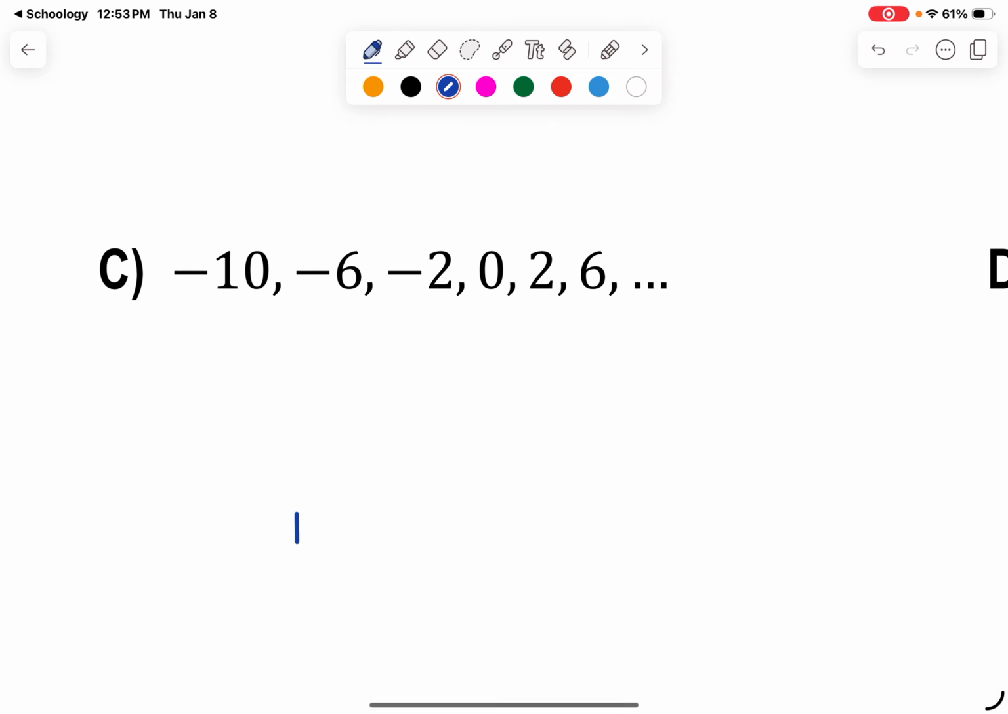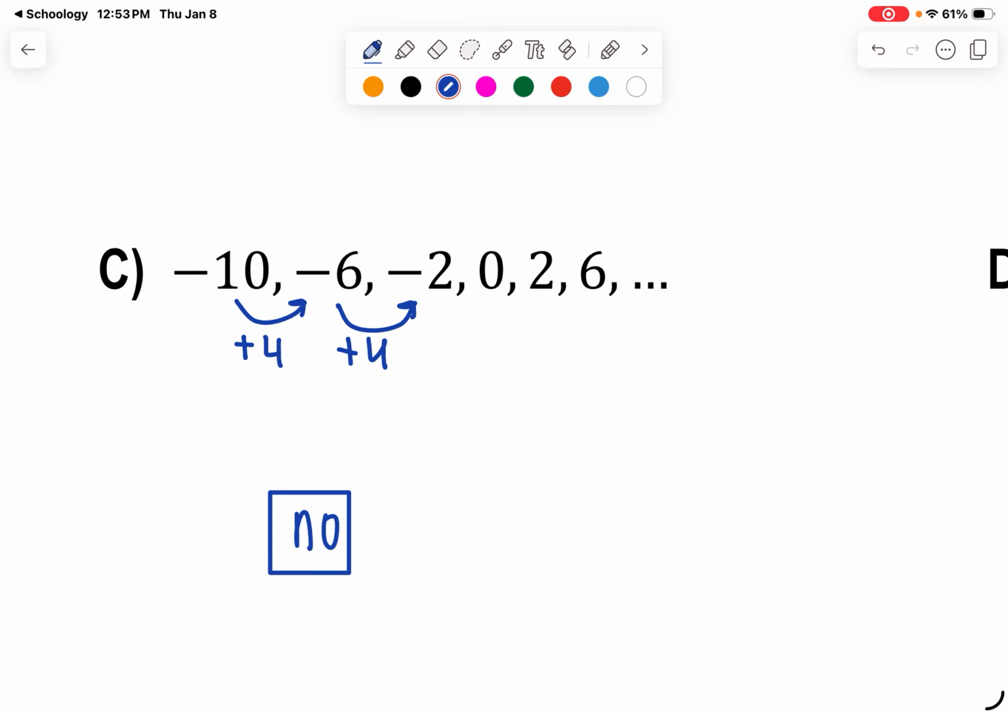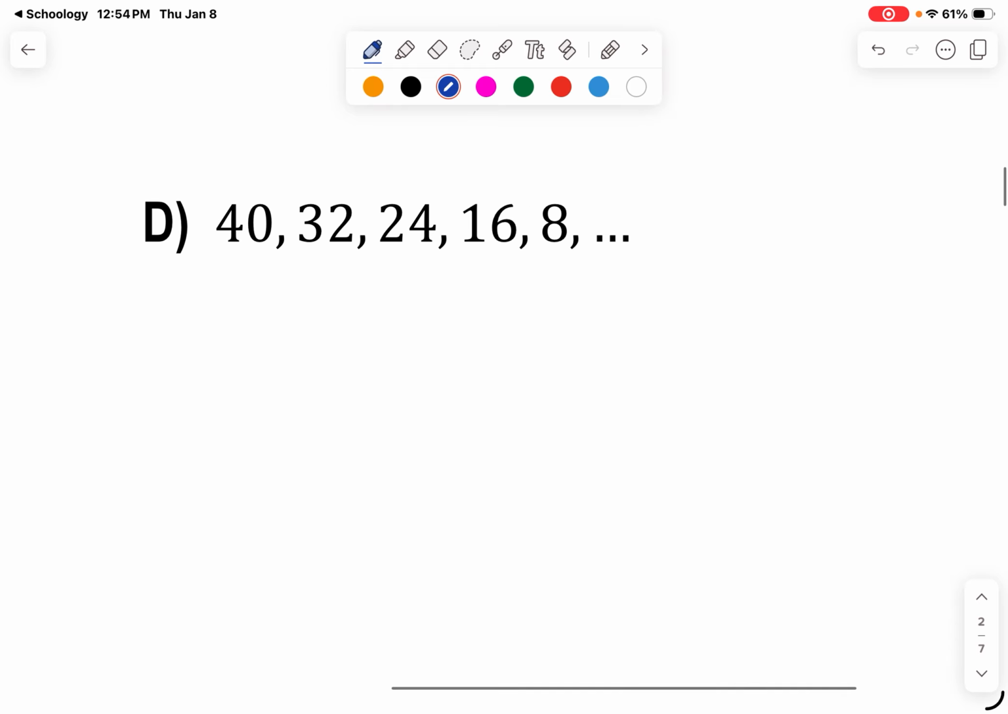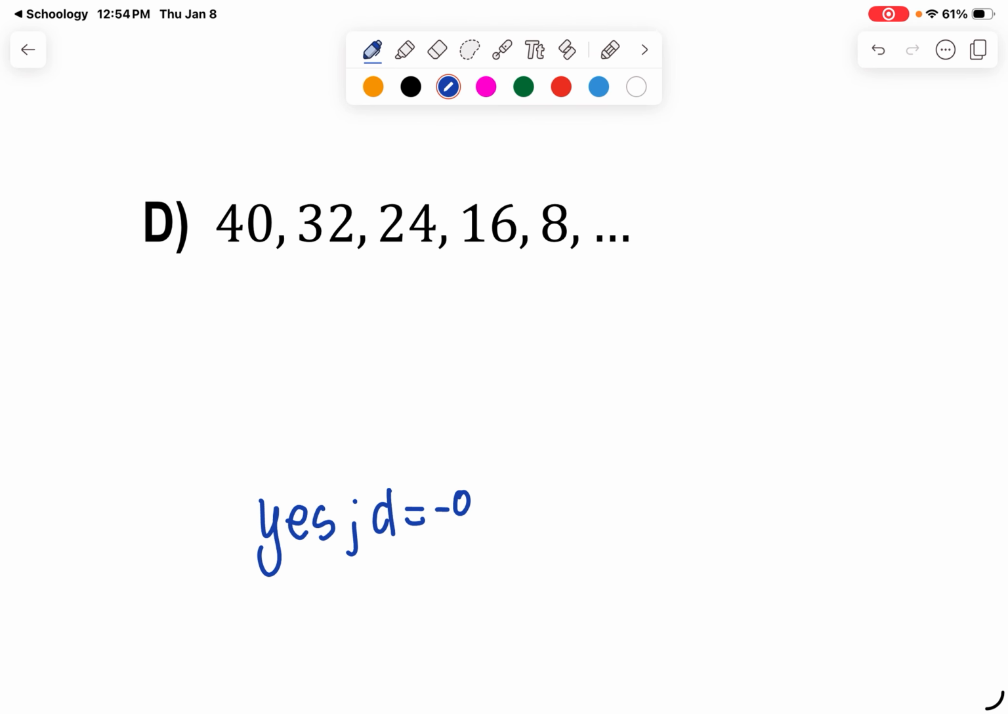All right, this one is a no. Okay, this is a no, and if you're like, I got yes, you did not continue to check. So this right here is plus 4. This right here is plus 4. And if you stop there and you're like, yep, it's plus 4, this is plus 2. All right? So no, that's not arithmetic. Looking at this next one, you should have yes. And D is a negative 8.